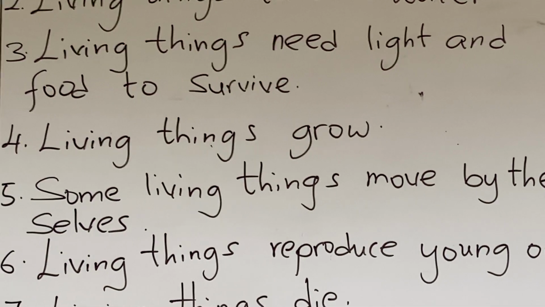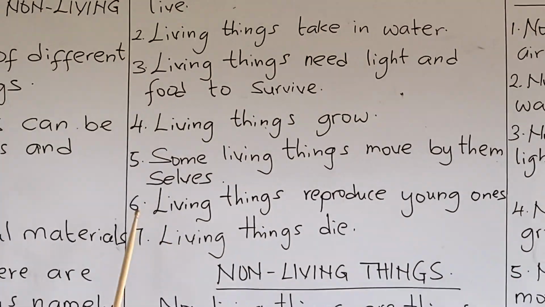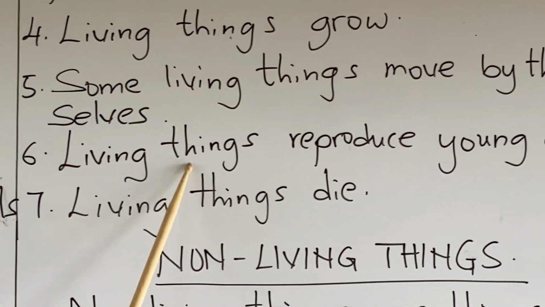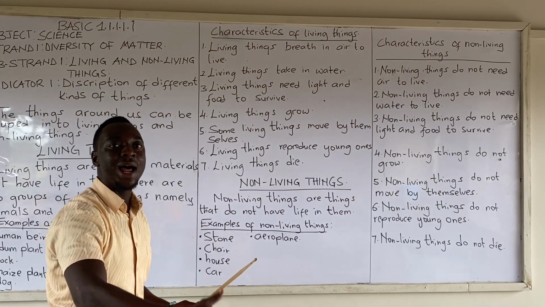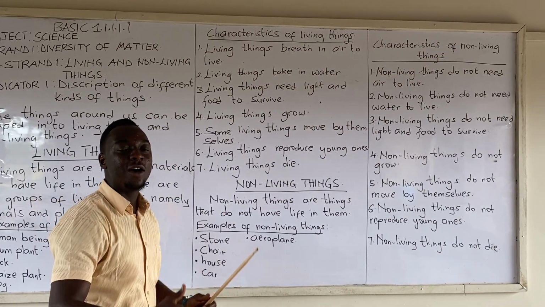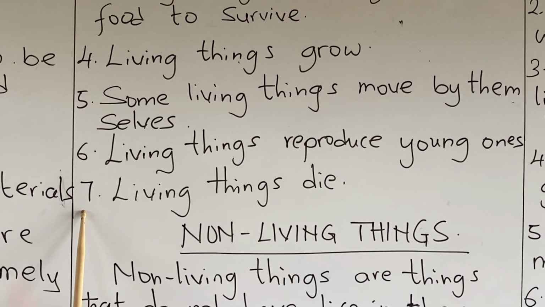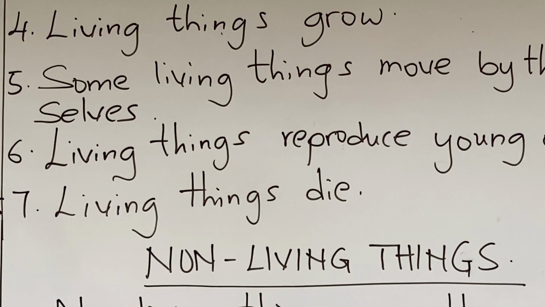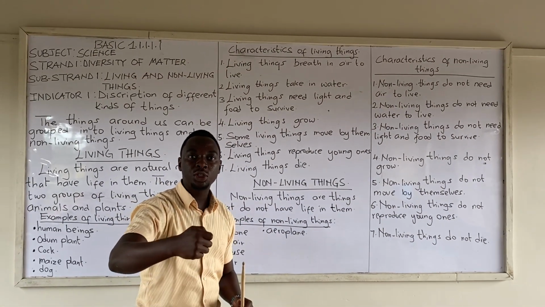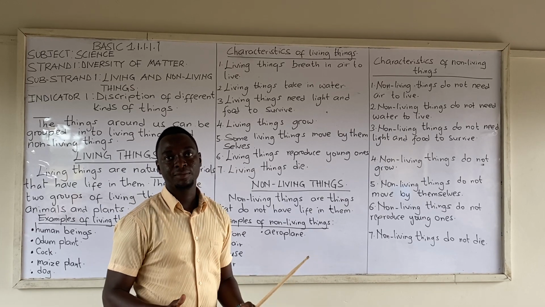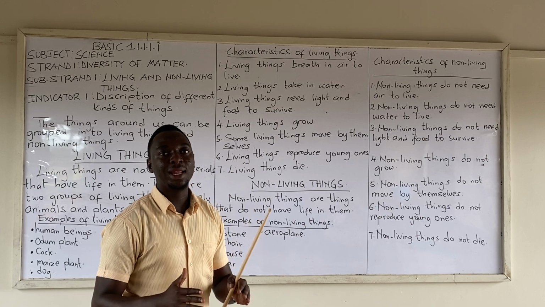Number 5. Some living things move by themselves. That is animals. They move by themselves. Number 6. Living things reproduce young ones, meaning living things can give rise to young ones of their own kind. Number 7. Living things die. This tells us that living things can lose the life in them. When living things lose the life in them, we call it death.